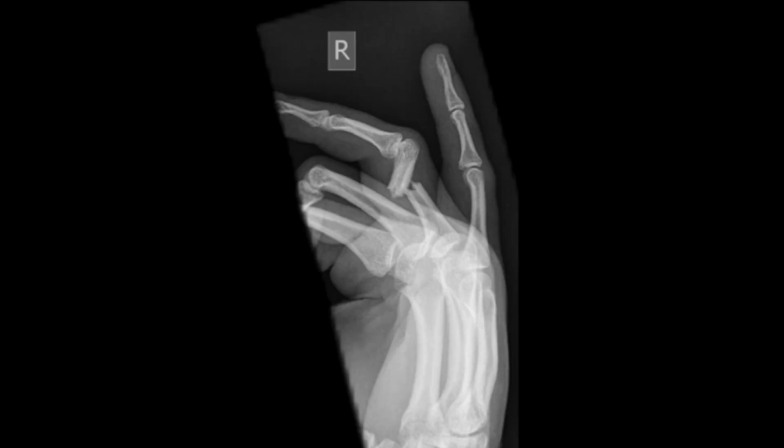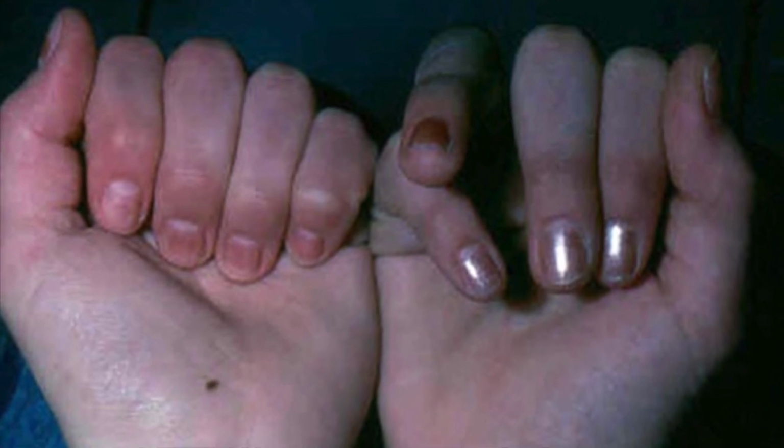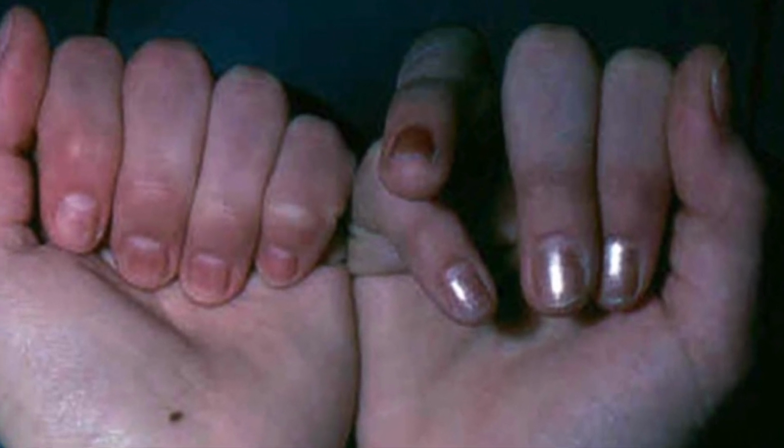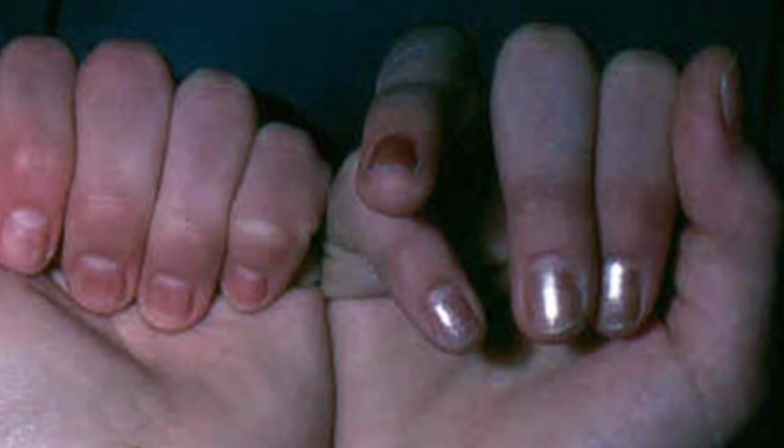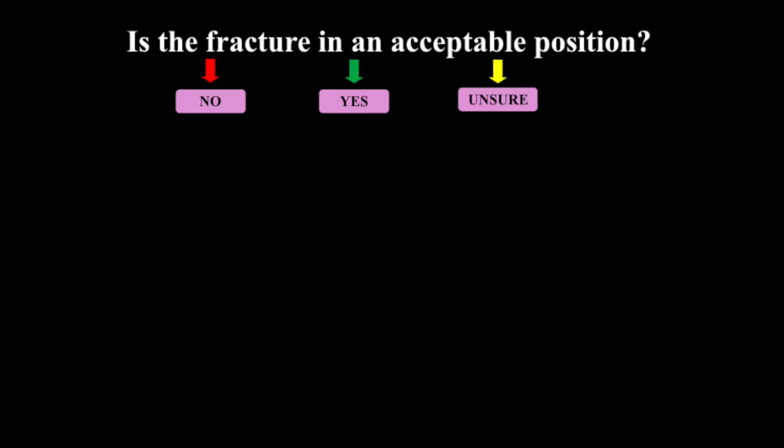Examples of unacceptable positions: a fracture where the bony ends are not in contact, so may not heal, and where a fracture has caused a rotational deformity of a digit, resulting in scissoring perhaps, where the fracture might heal, but the hand function may be adversely affected. Now, the answer to the "is it in an acceptable position" question could be yes, it could be no, and of course, it could be we're not sure.